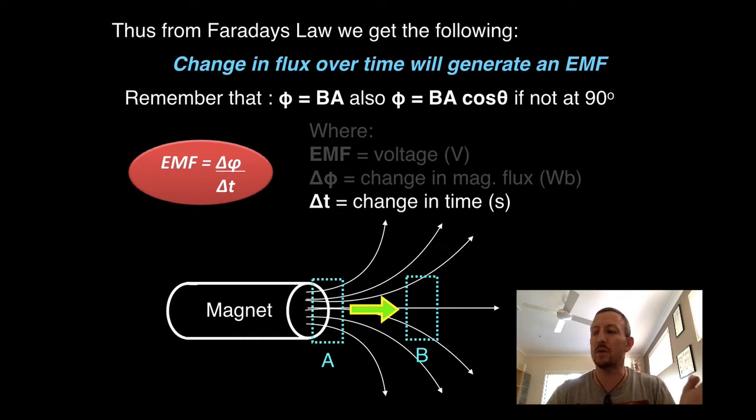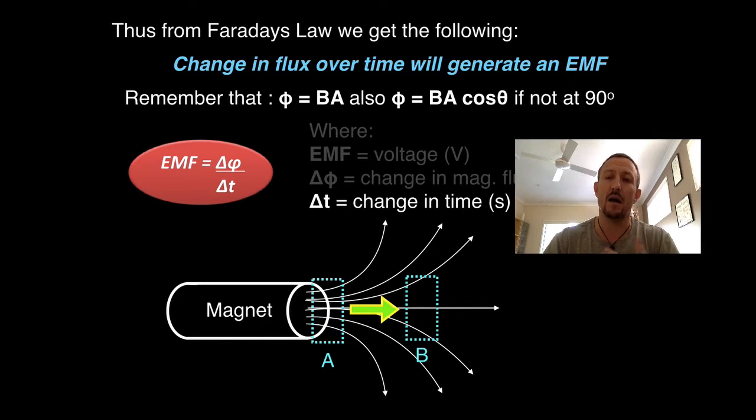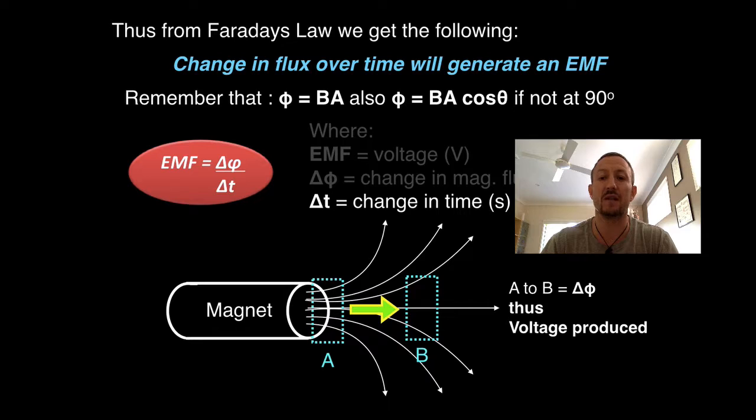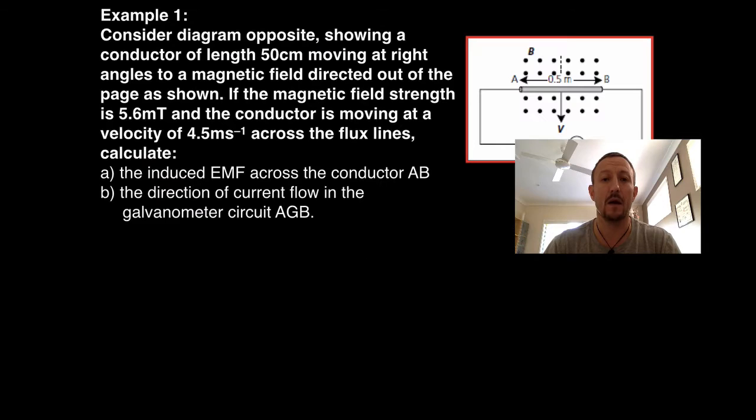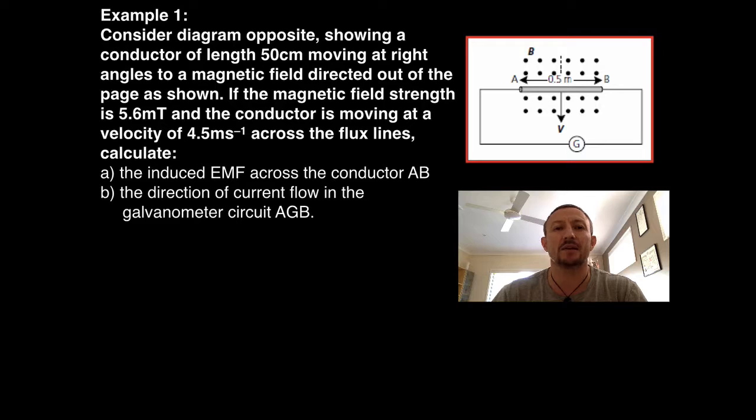Now the speed at which I do that will determine my EMF. Also the density of field lines: going from very dense to less dense is going to mean I get more EMF generated. So basically going from A to B will produce my change in flux, and as a result a voltage will be produced. Okay, so let's have a go at a couple of questions.